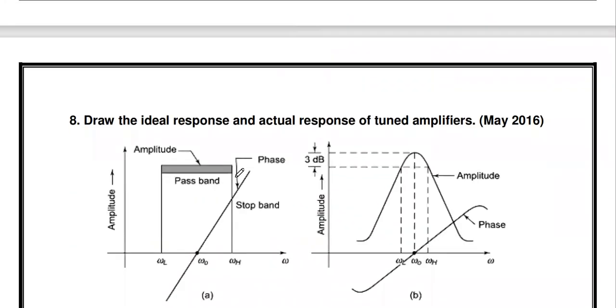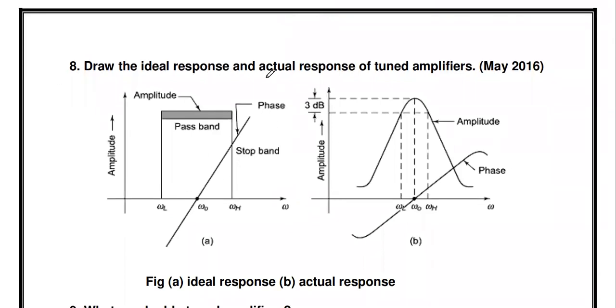Then the next question: draw the ideal response and actual response of a tuned amplifier. It is also one of the university questions, May 2016. So you see the ideal response and the actual, that is practical, response of the tuned amplifier. You see the response curve, output amplitude versus frequency. Along the x-axis we take frequency, and along the y-axis we take either output amplitude or gain.